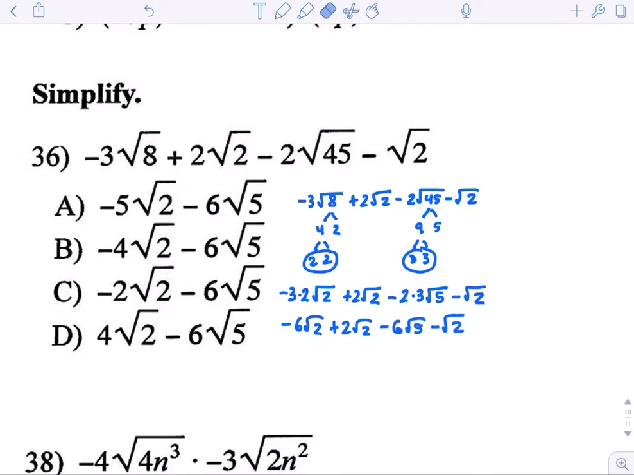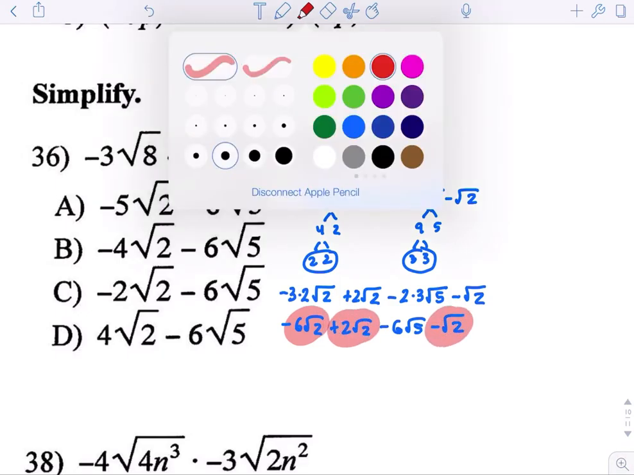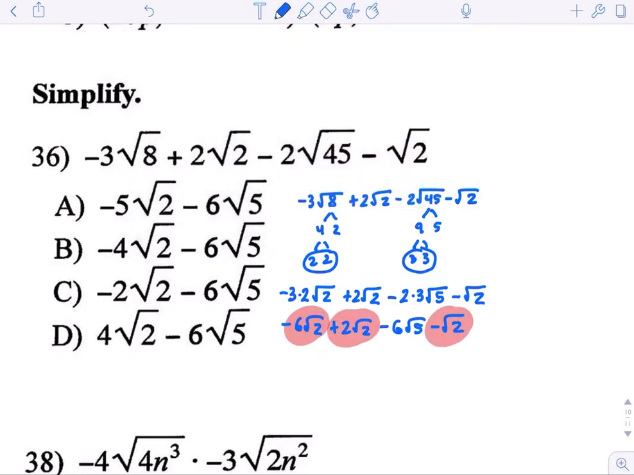So combine like terms. You can combine like terms for roots if they have the same root and radicand. This one, that one, and this one all have the same root and radicand, so we can combine those. -6 plus 2, -4, but -4 minus 1, -5 root 2 minus 6 root 5. A.